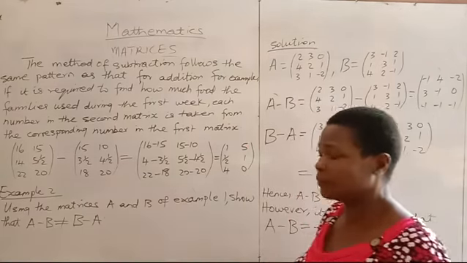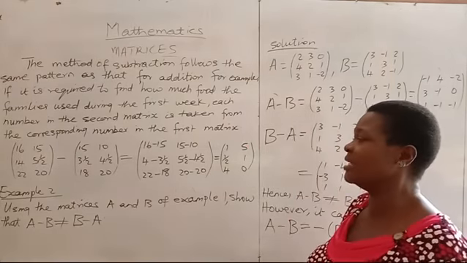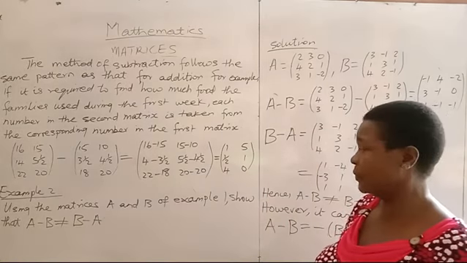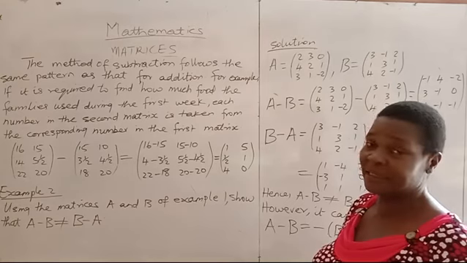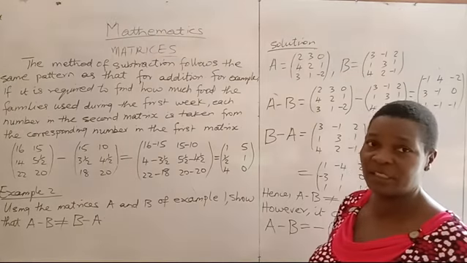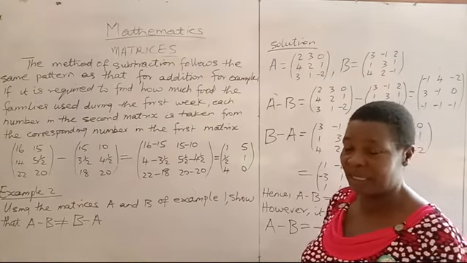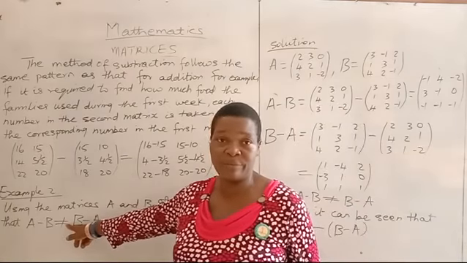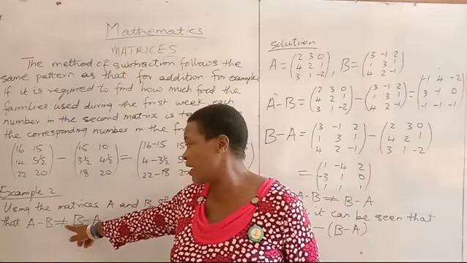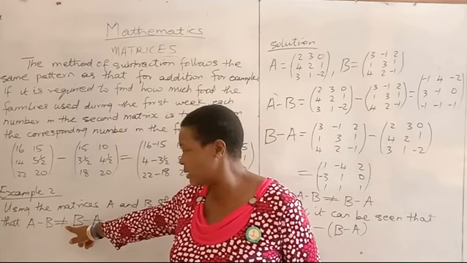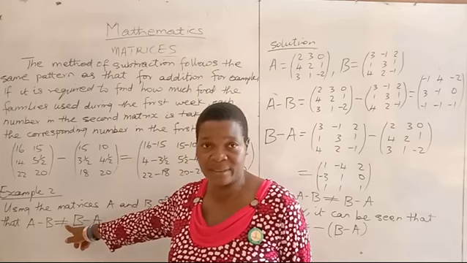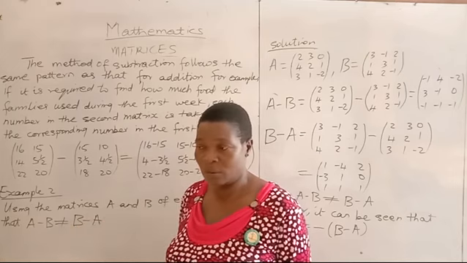Example 2. Using the matrices A and B of example 1, show that A minus B is not equal to B minus A. Look at this sign. Some of us may not be able to remember it from inequalities. This sign is the first sign of inequality, which simply means is not equal to.